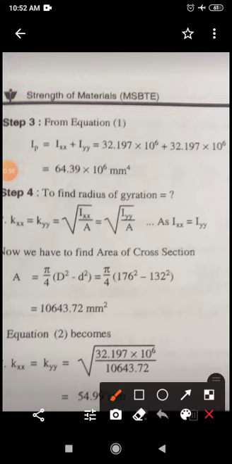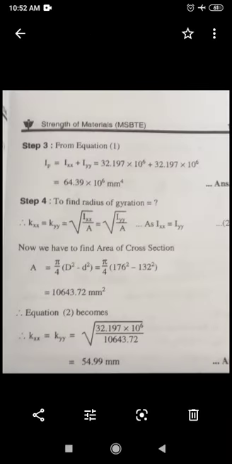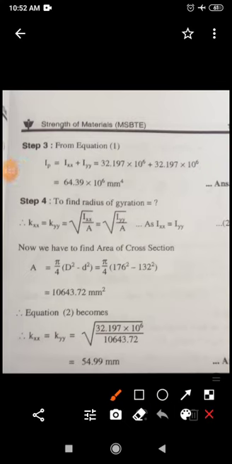Now we have to calculate the radius of gyration. We have the formula for radius of gyration. As the moment of inertia for this body is equal about the x-axis and about the y-axis, the radius of gyration will also be the same for the x and y axes. I am repeating this: for this figure the moment of inertia is the same about the x-axis and y-axis, so the radius of gyration will also be the same. Therefore put the values in this formula, and we will get the answer.